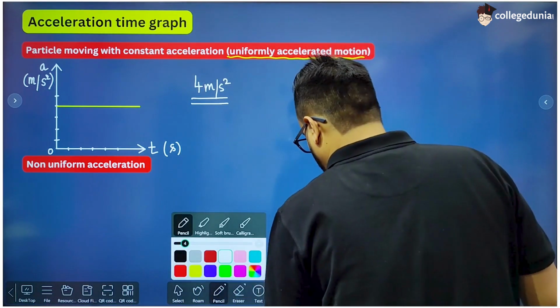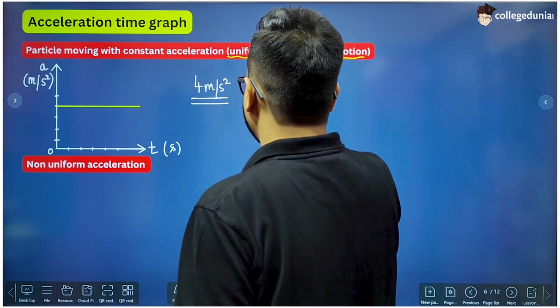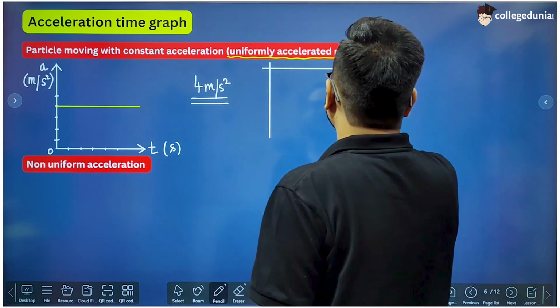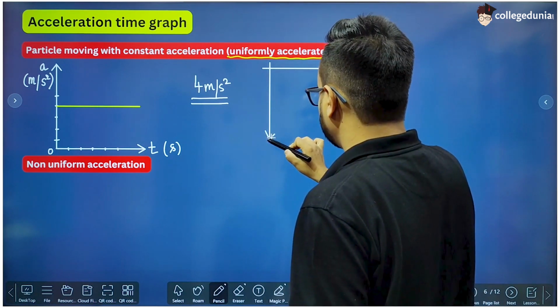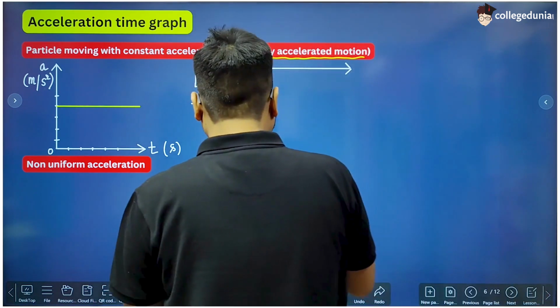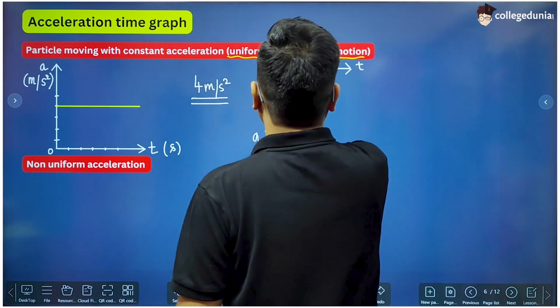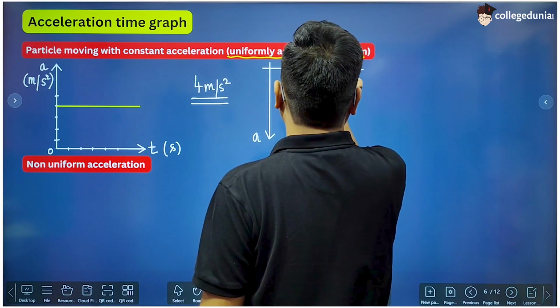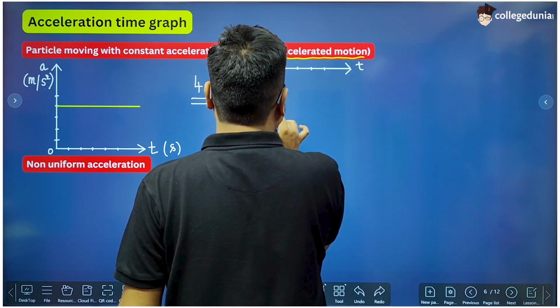And if we have to make the graph of retardation, then retardation is the negative acceleration. So we will make that graph in the fourth quadrant. This is acceleration in meter per second square and this is time. And 1, 2, 3, 4, 1, 2, 3, 4, 5.